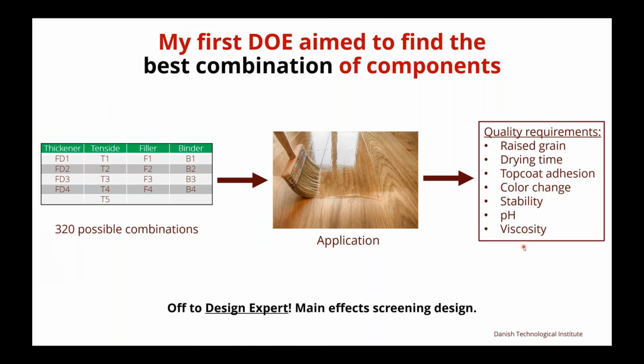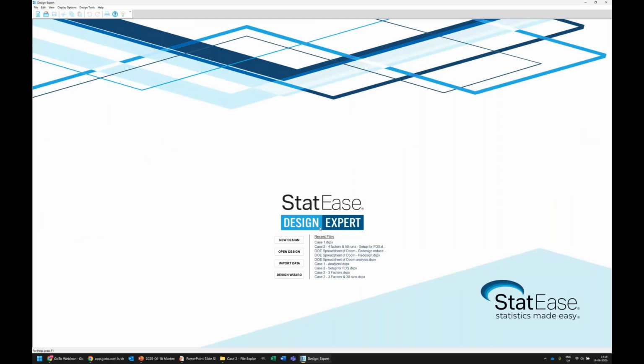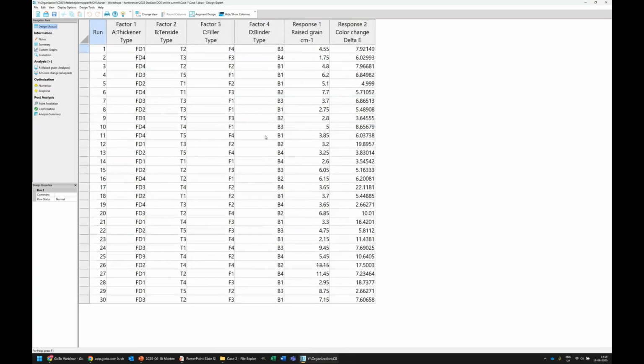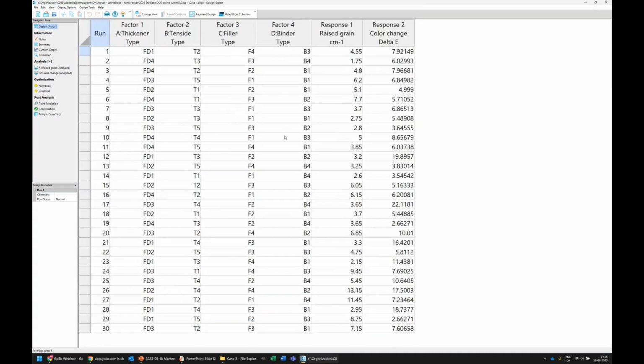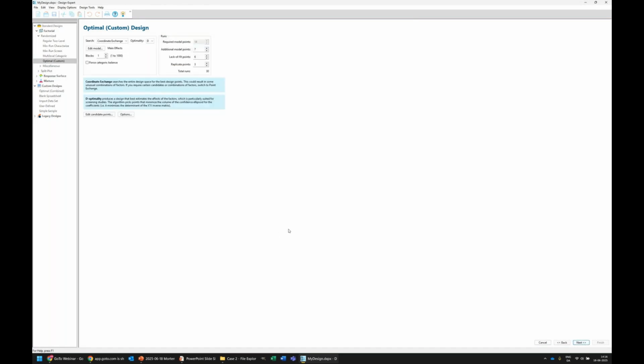So I will jump over into Design Expert to show you how that looked. So let's go in here to Design Expert. So this is actually the full data from this design. And just to show you what that design process looked like, I'm just going to redo the design while you're watching here. So as I showed you, we have a different number of levels of potential components, and this is to figure out which one to use.